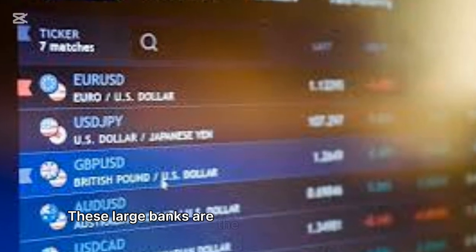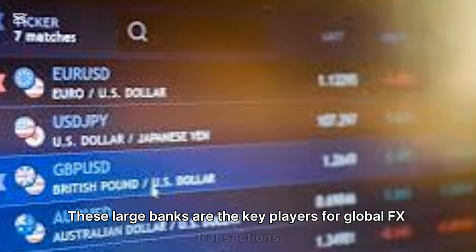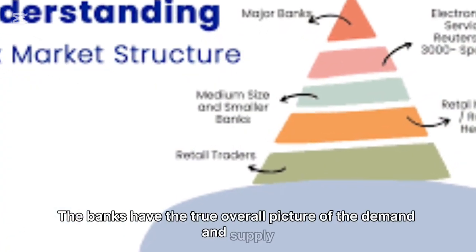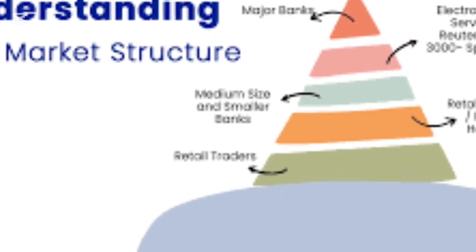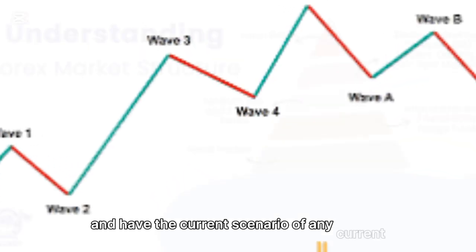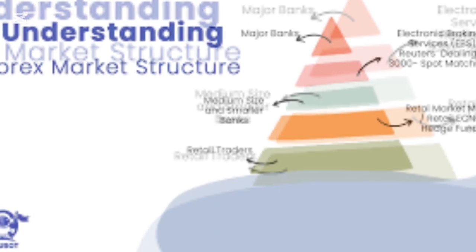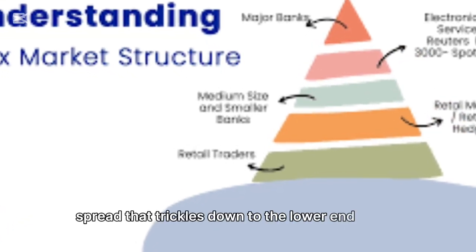These large banks are the key players for global FX transactions. The banks have the true overall picture of the demand and supply in the overall market, and have the current scenario of any currency. The size of their operations effectively lays down the bid-ask spread that trickles down to the lower end of the pyramid.